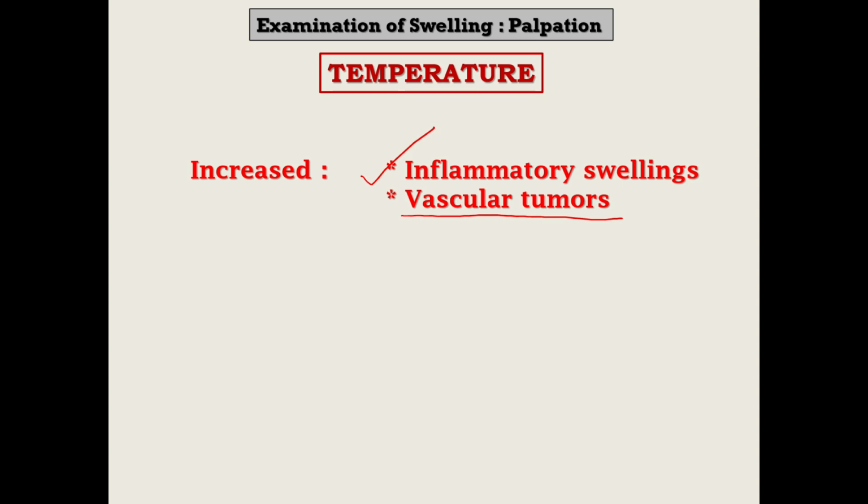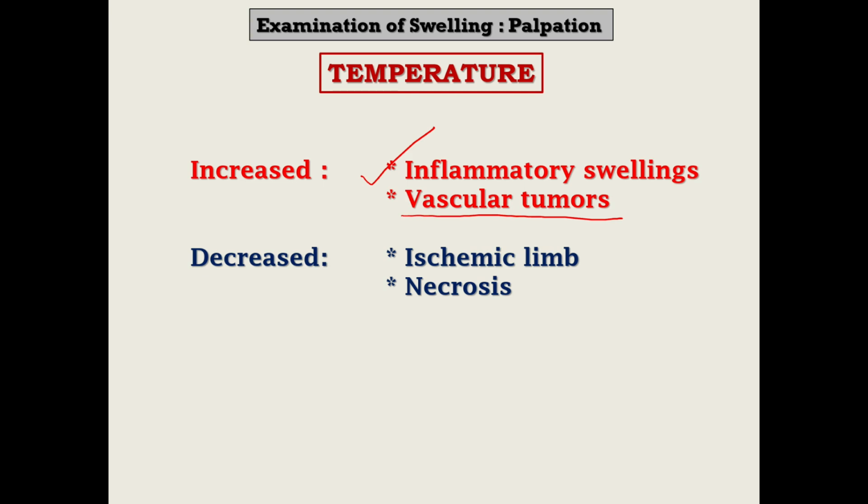Opposite to it, where the temperature is decreased, this condition we very commonly encounter in case of peripheral vascular disease, where the upper limb or lower limb is ischemic. And if there is some necrotic tissue, then here also you will feel that the temperature of that particular area of swelling is decreased.